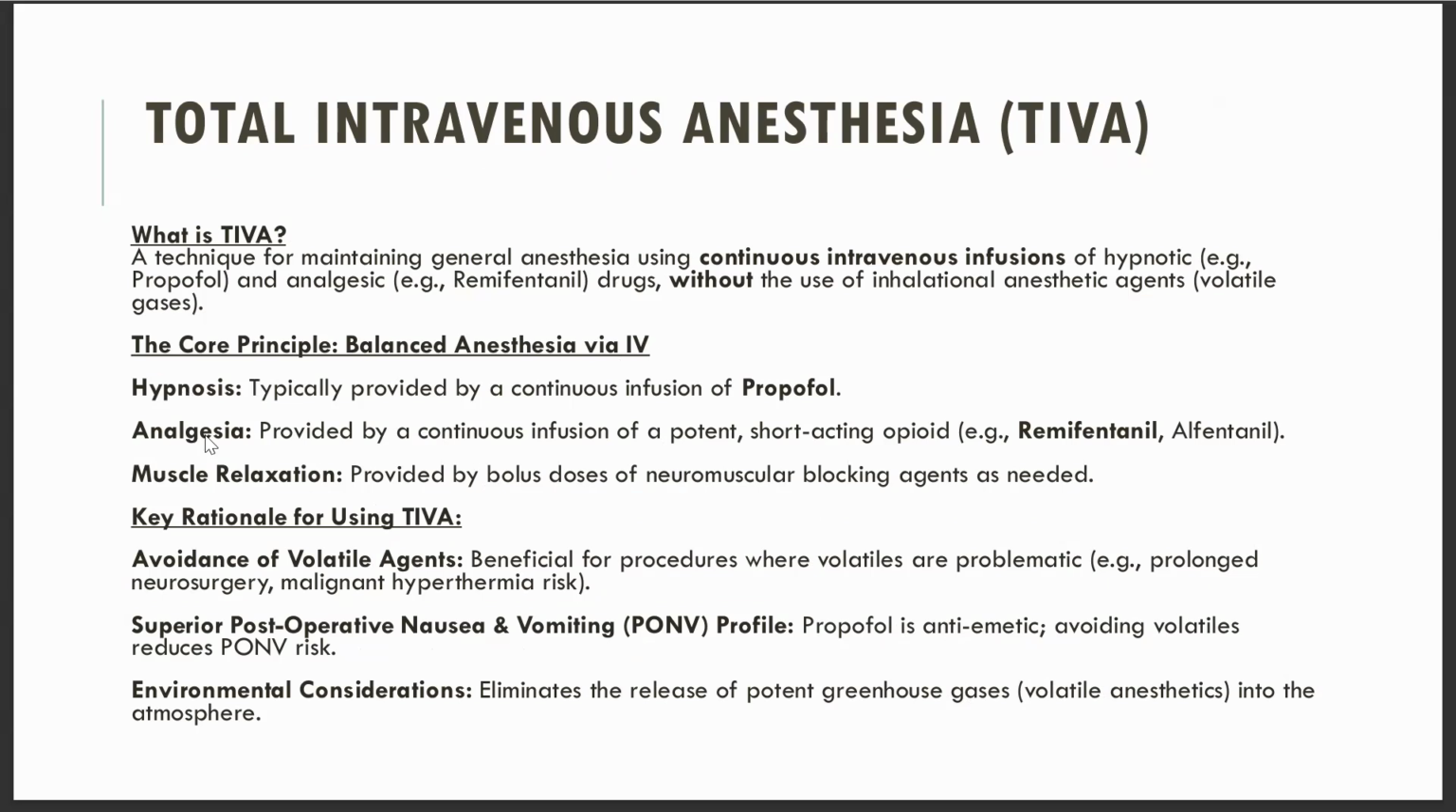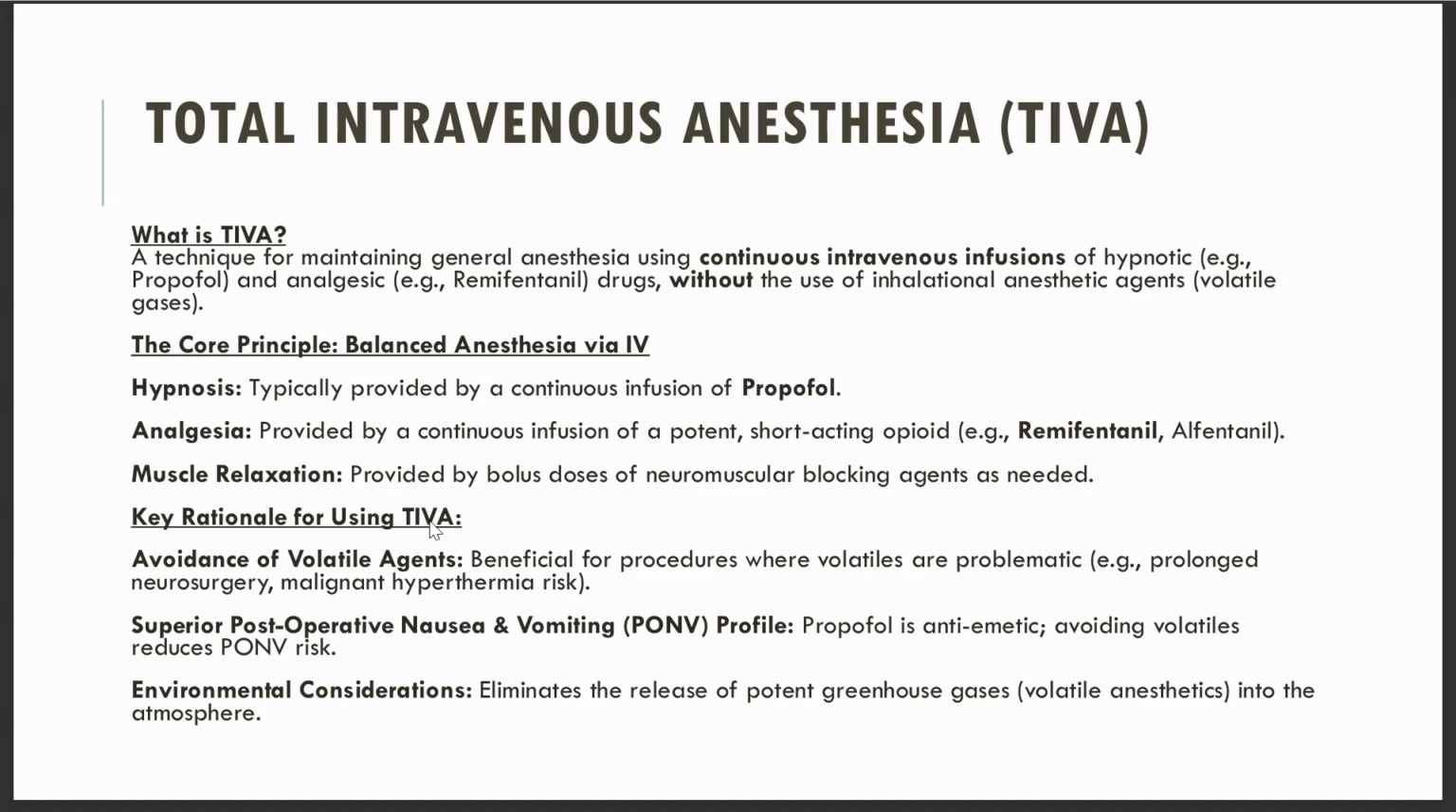The core principle: balanced anesthesia via IV. Hypnosis, analgesia, and muscle relaxation. Hypnosis is typically provided by a continuous infusion of propofol. Analgesia is provided by continuous infusion of a potent, short acting opioid like remifentanil and alfentanil. Muscle relaxation is provided by bolus doses of neuromuscular blocking agents as needed.